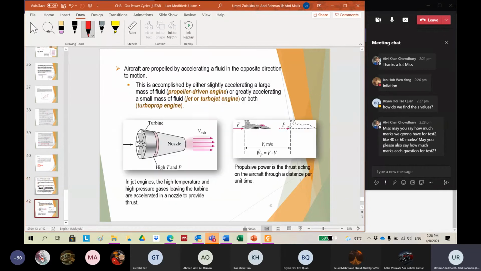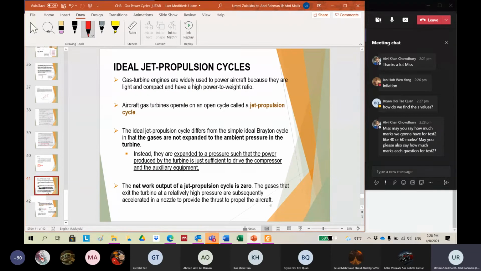This part over here is basically for you to just read, how much we're going to get for test 2, like 40, 60 marks. It will be 60 marks. Sorry, 60 marks. And it is 25%. Why?